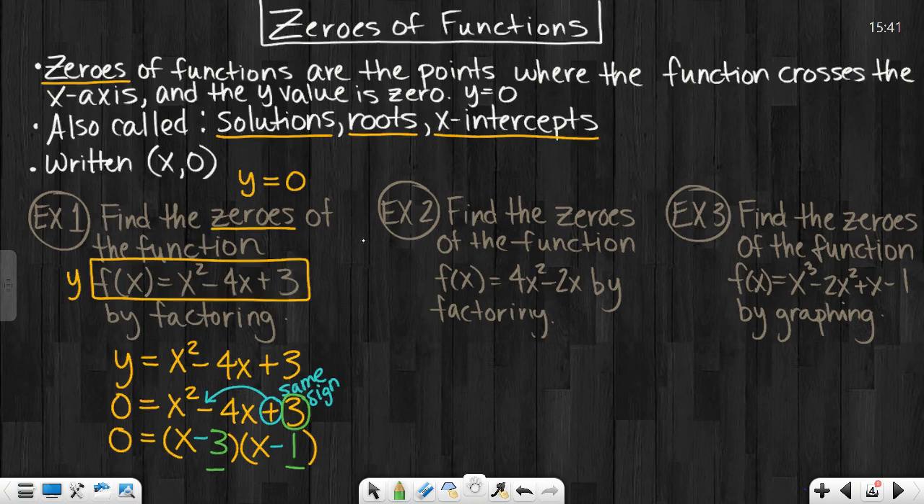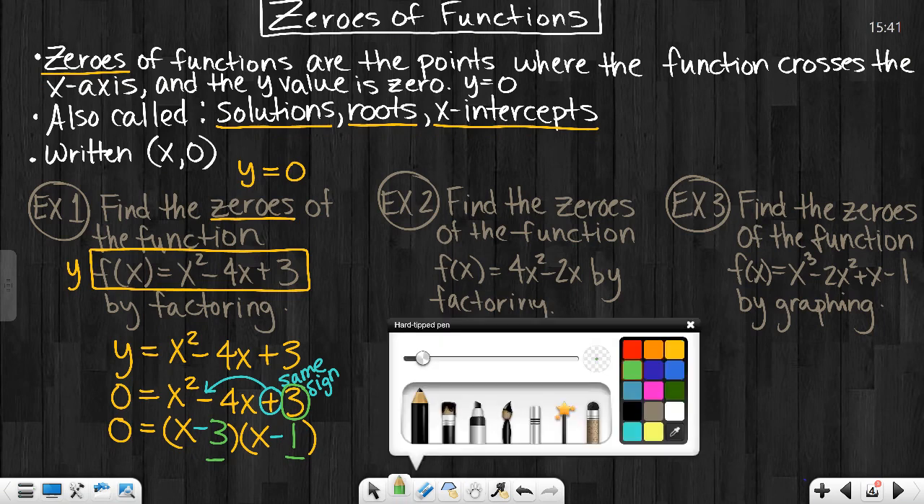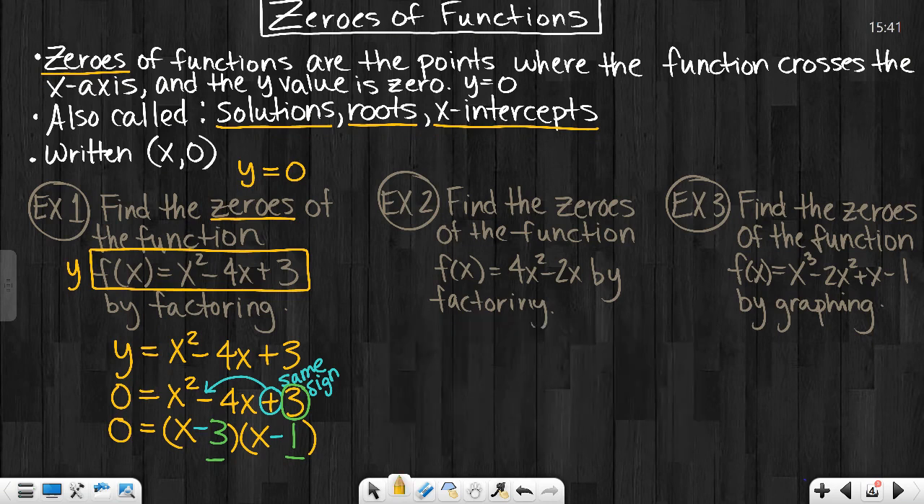So now I'm left with the situation. Let me move this up a little bit, just a hair. I'm left with a situation where 0 is equal to those 2 factors, and they're called factors because they're multiplication. Multiplied together equals 0. So basically what that means is that either x minus 3 is 0, or x minus 1 equals 0. Those are my 2 intercepts.